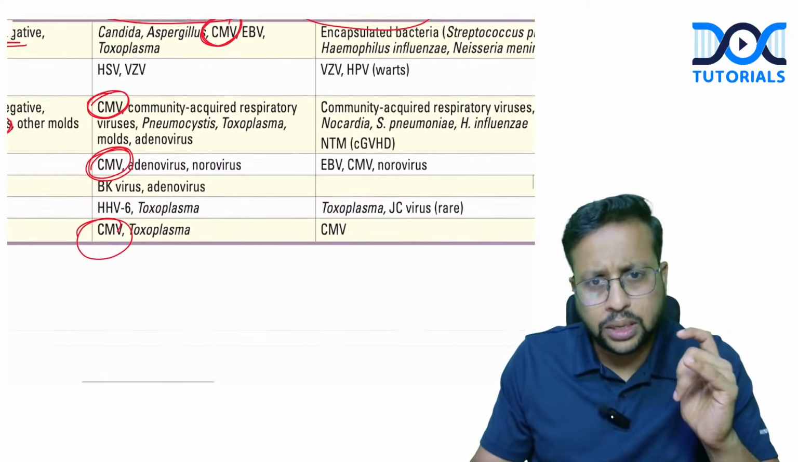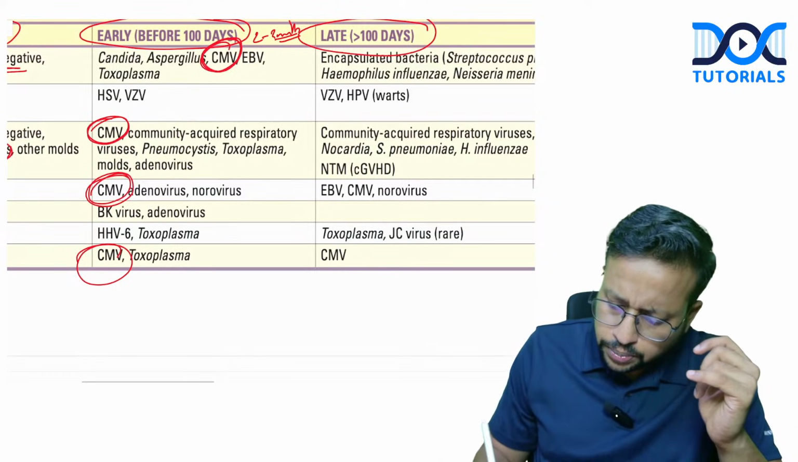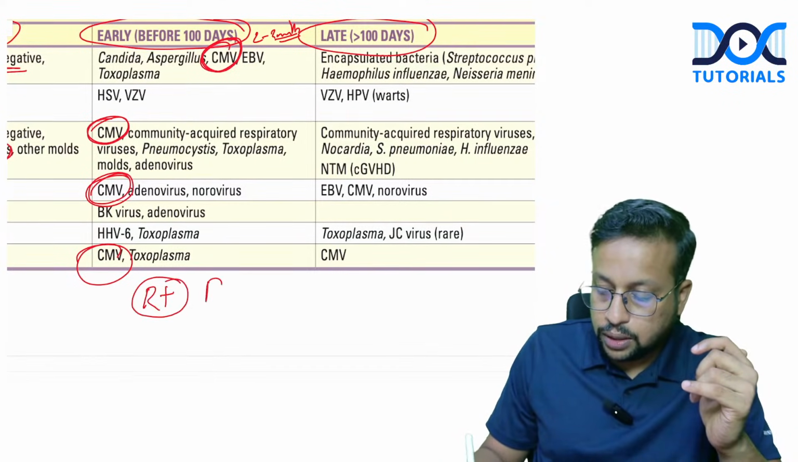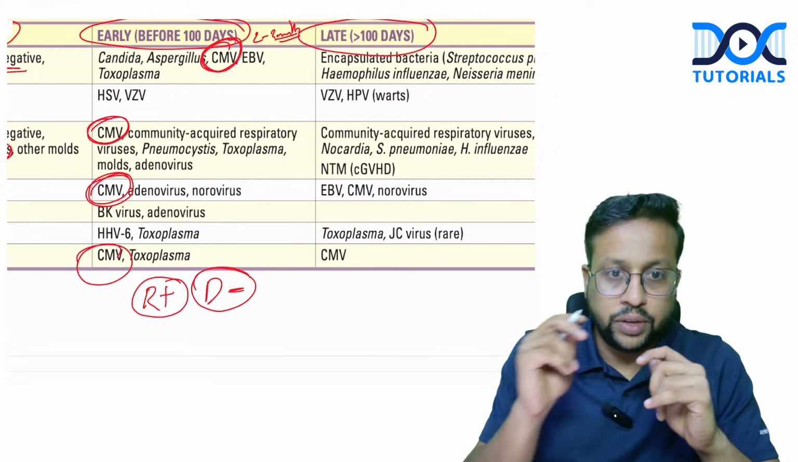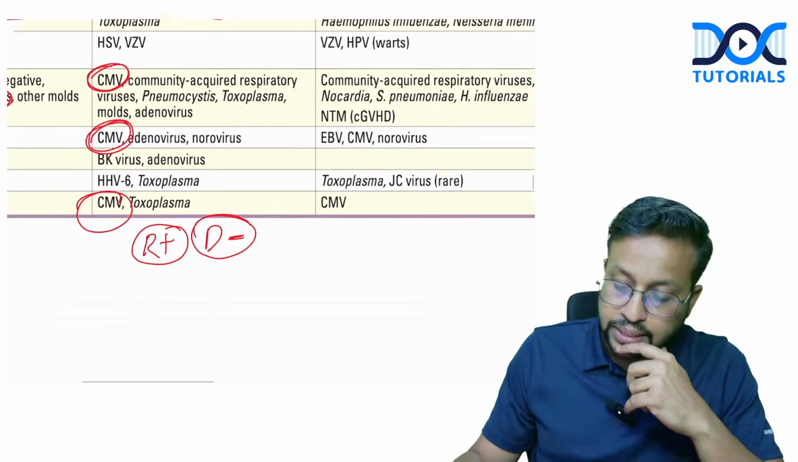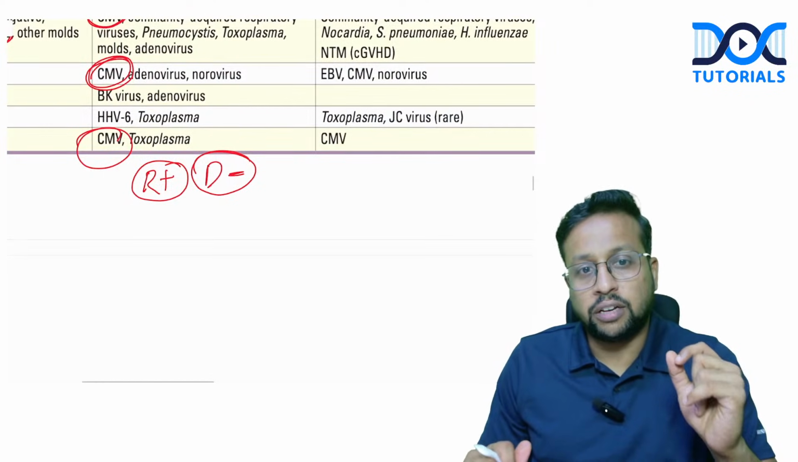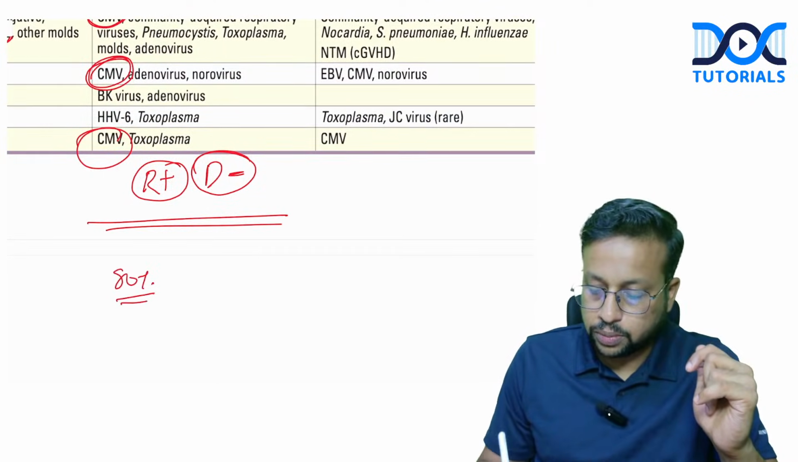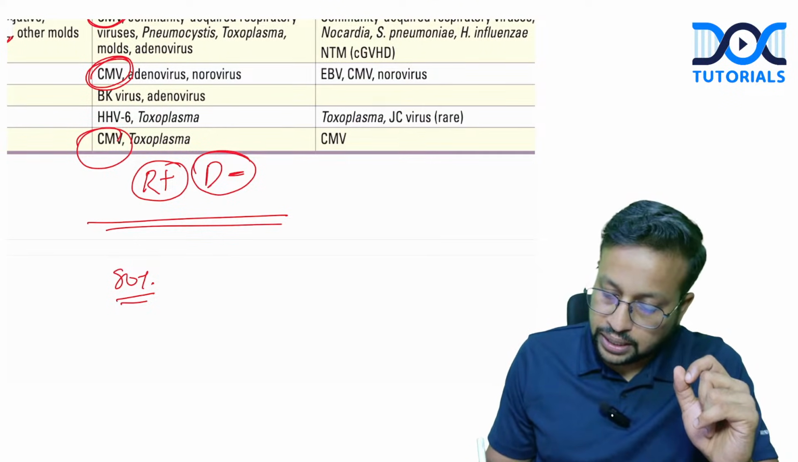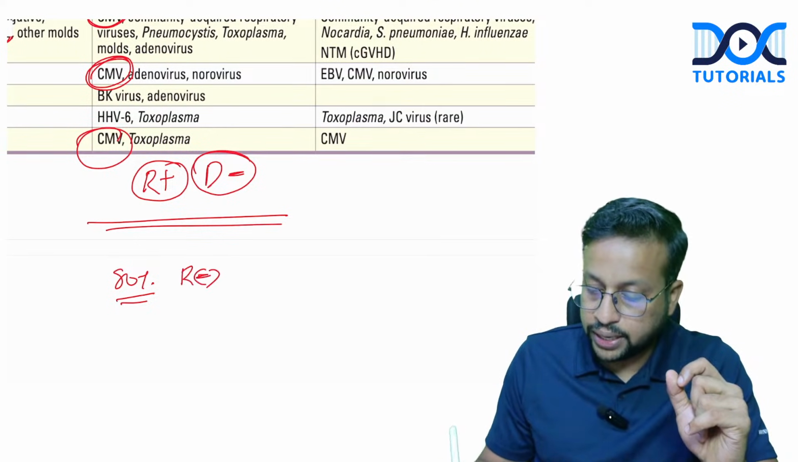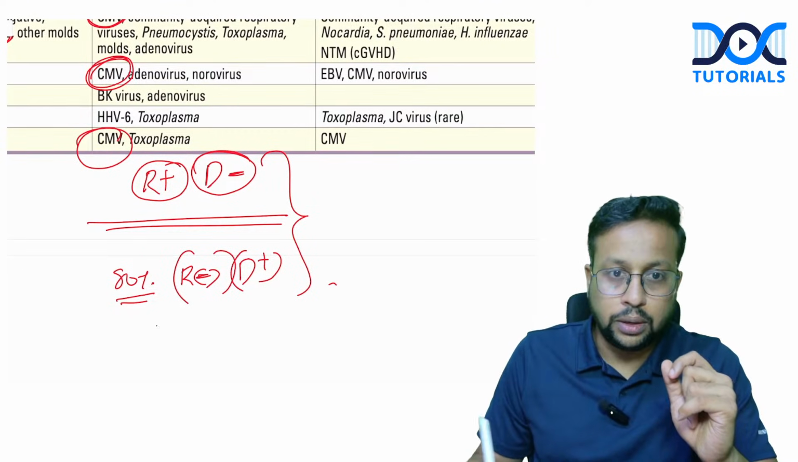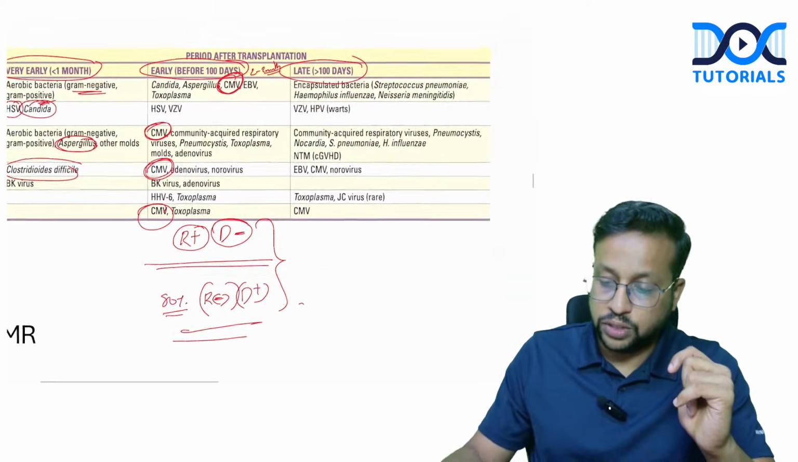This particularly occurs in recipients who are CMV seropositive, but donors who are CMV seronegative. This is the opposite of infection in solid organ transplant. In solid organ transplant, the maximum risk is for recipients who are seronegative, but the donor is positive. So this is a difference you have to keep in mind regarding CMV.